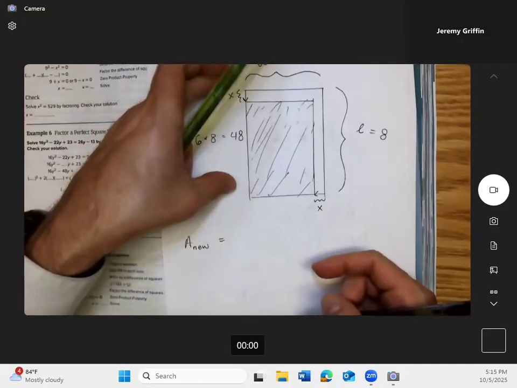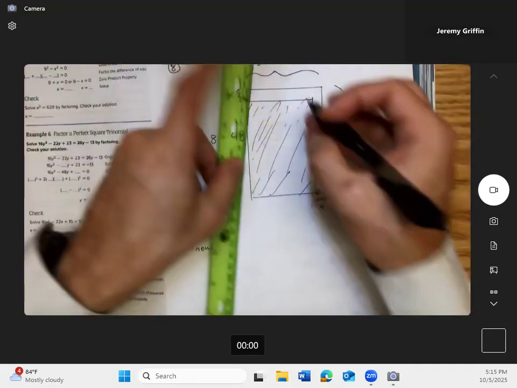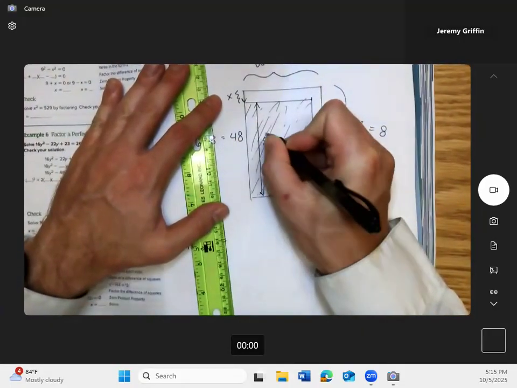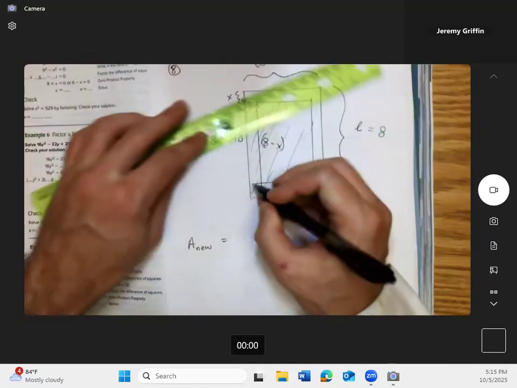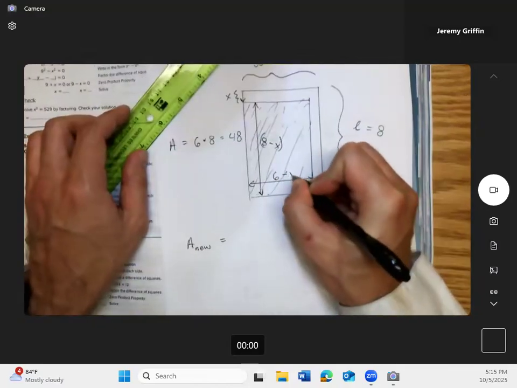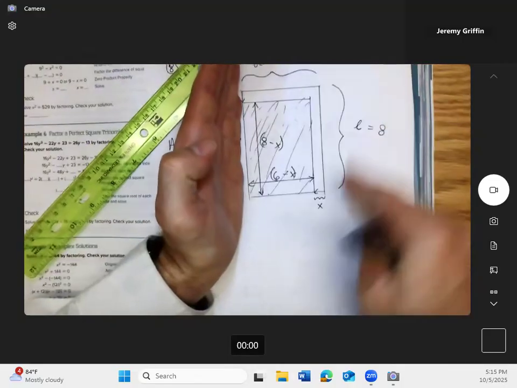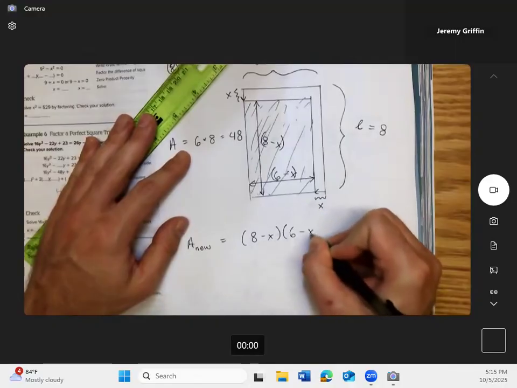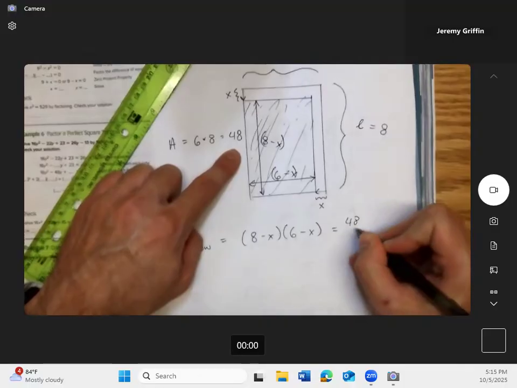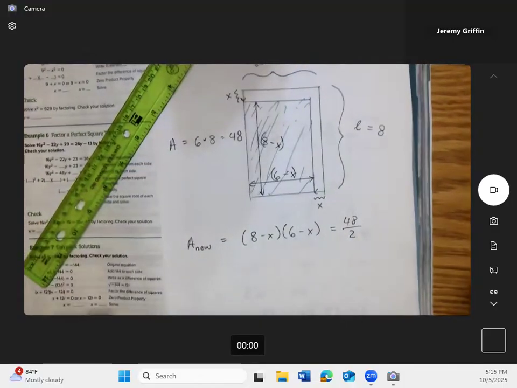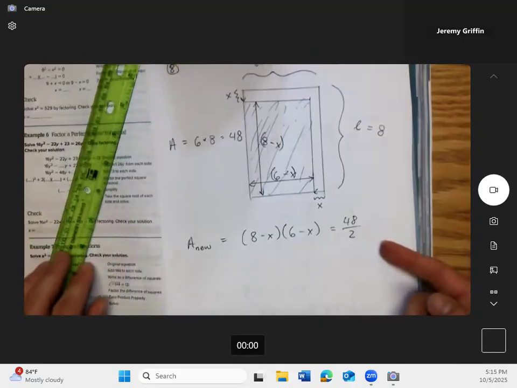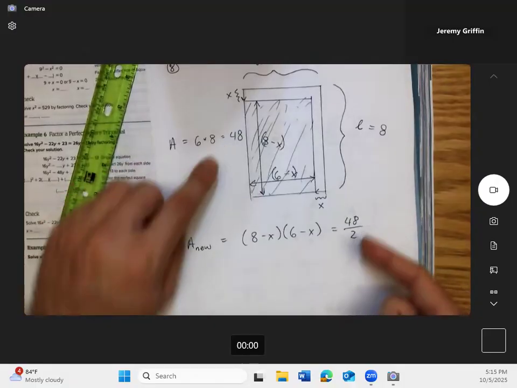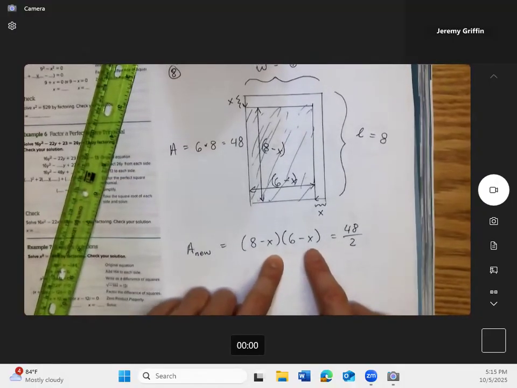And you get that by doing 8 minus x on the side. So this right here is equal to 8 minus x. And then this bit right here is equal to 6 minus x. We're starting from 6 and just shaving off some x. So if I do 8 minus x times 6 minus x, I get half the original, which is 48 over 2. Yeah, I think that's my setup right there. So I started off with 48 square inches. I want half of that, and I get that by shaving away some x from each of the length and the width. Yeah, that's it.